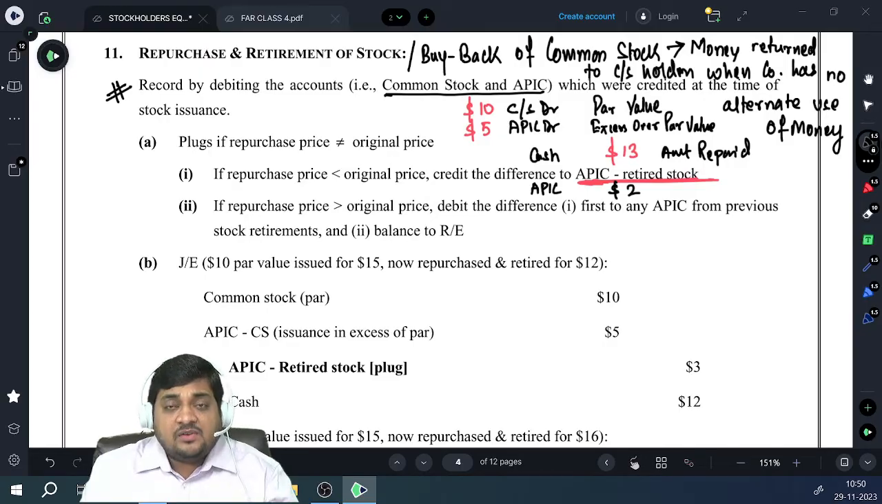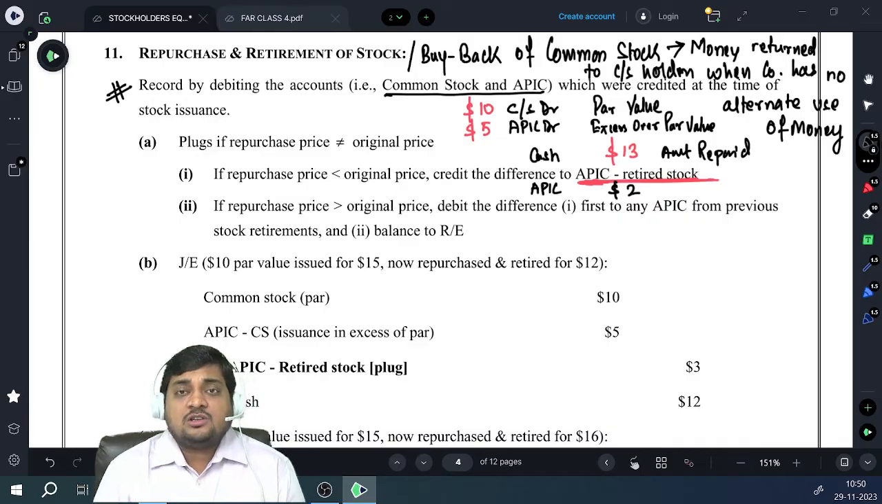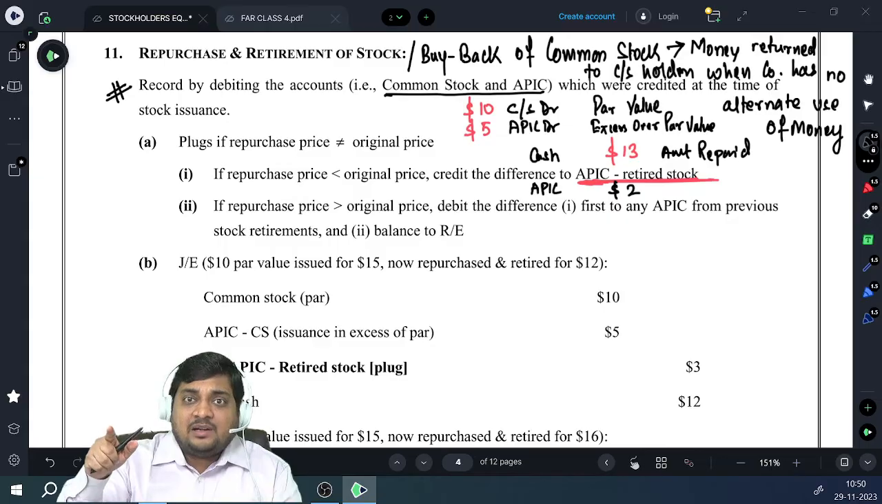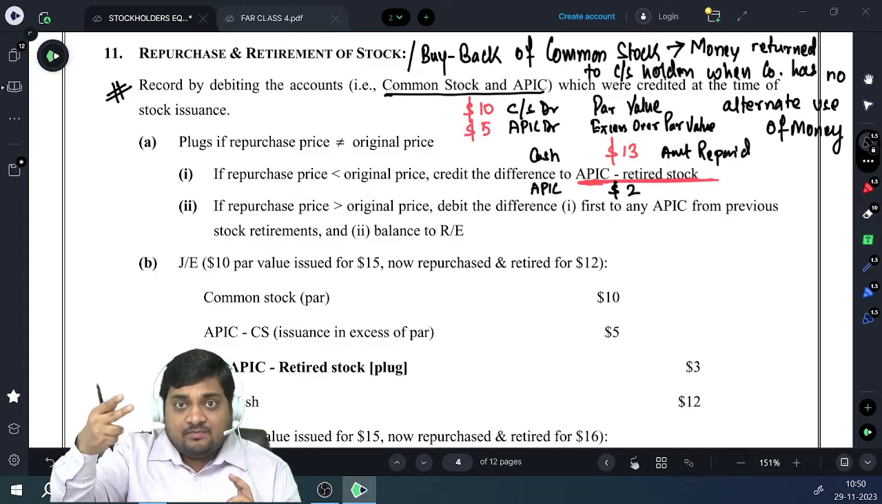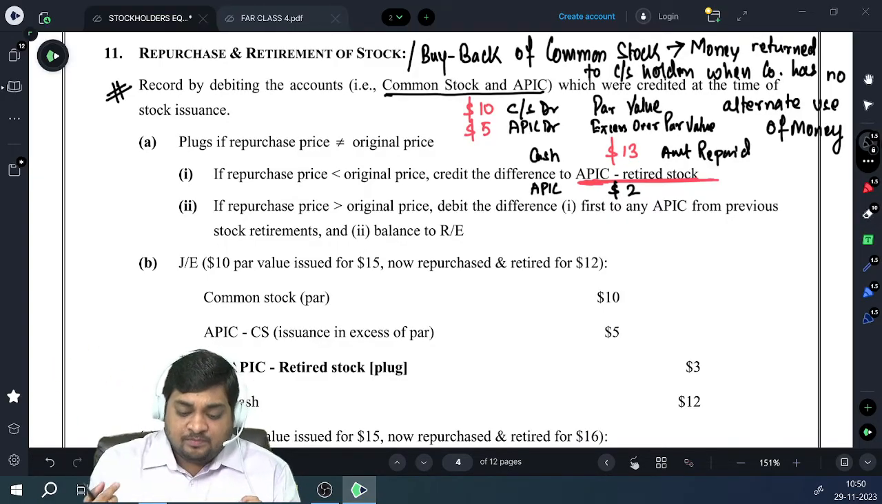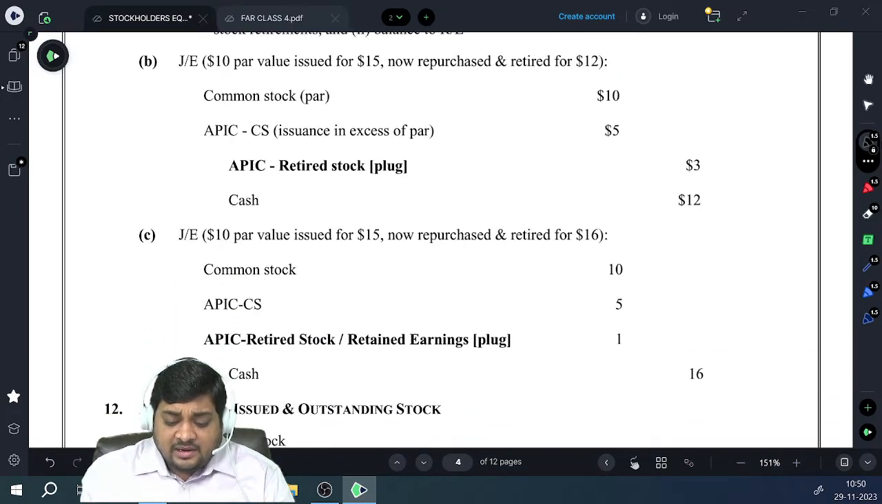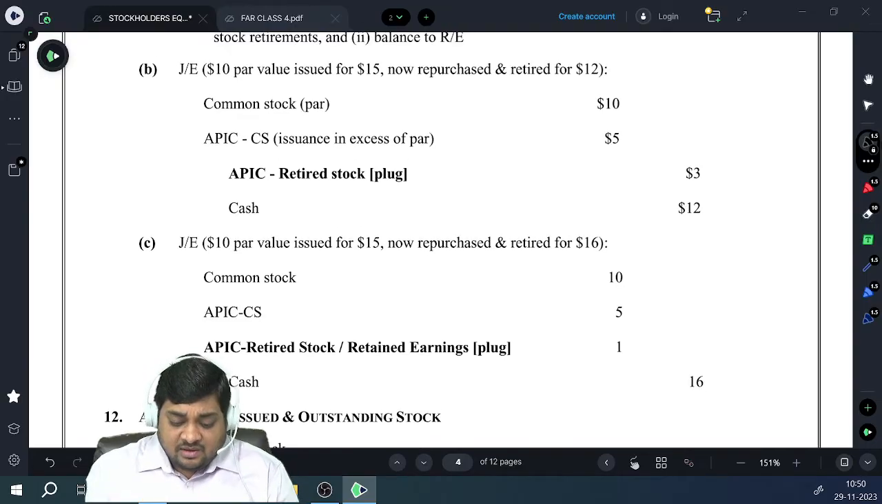Right? What if your repurchase price is more than the original issue price? Then in that case, you have a loss. Initially you collected 15, now you are repaying 17, 18. So in that case, you will be having a loss on repurchase. So such loss will be first debited to additional paid in capital retired stock, if any, already existing in the balance sheet. And if you don't have anything, then in that case your retained earnings will be the balancing figure, right?